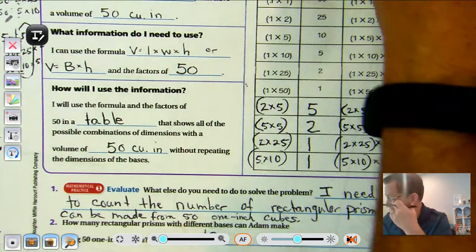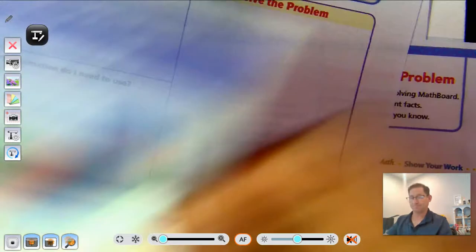All right, let's try another one. Let's go to page 504.